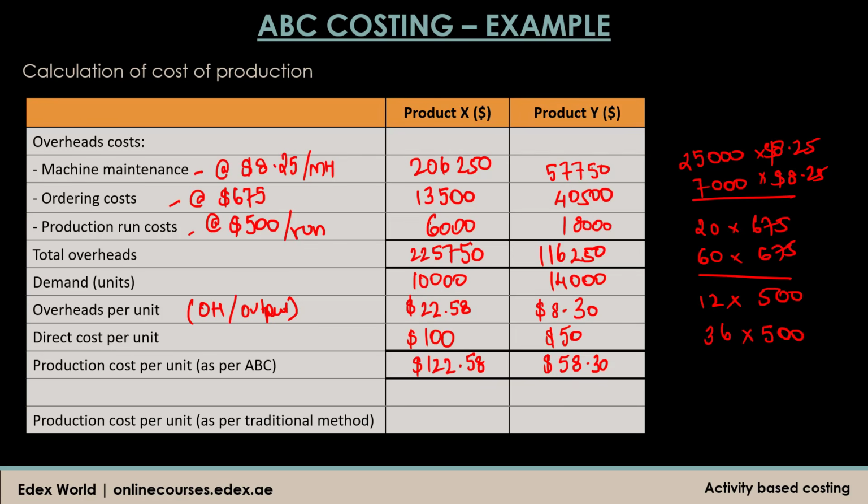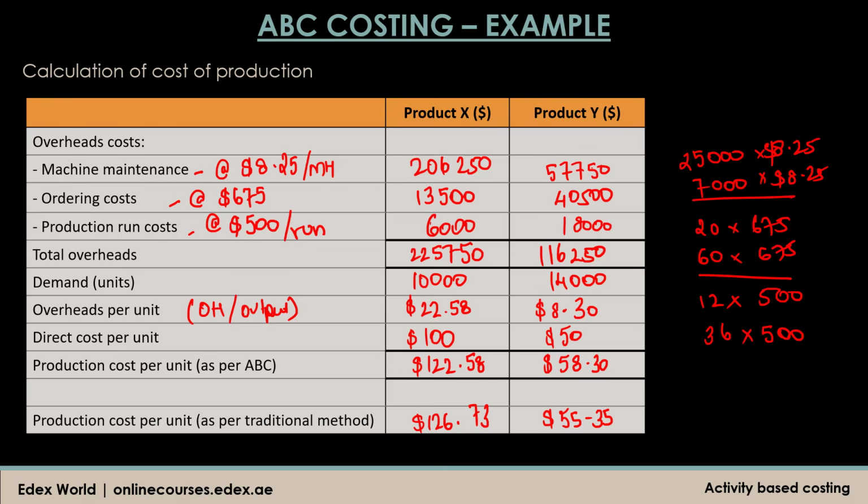Let's compare this production cost to the production cost that we calculated using the traditional costing method, because obviously if overheads are being apportioned differently, the cost will also differ. So the product cost as per the traditional costing method we calculated in the first example was $126.73 for product X and $55.35 for product Y. So if you compare, in our traditional costing method, the cost for production X was higher compared to the ABC, while for product Y it was lower when compared to ABC.